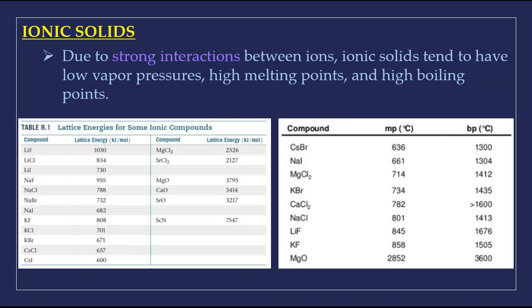So looking over here at our lattice energies, MgO has a lattice energy of about 3800. If you look over here, it's the one that has the highest boiling and melting points. So they definitely correlate, and that's another reason why ionic solids have high boiling and melting points, because they have really strong Coulombic intra forces, not inter, but intra forces.